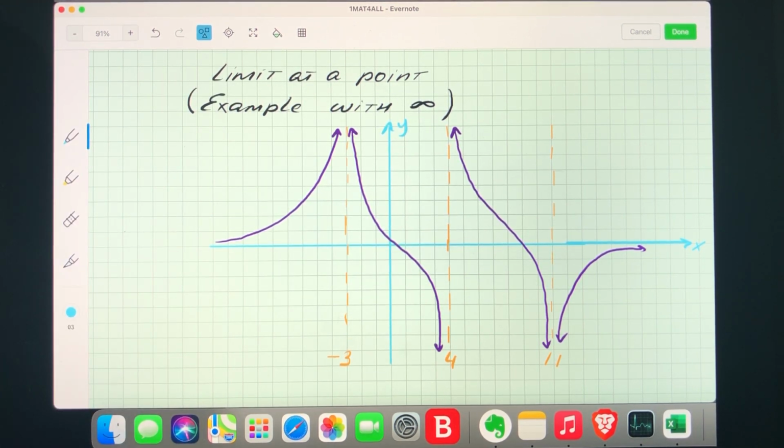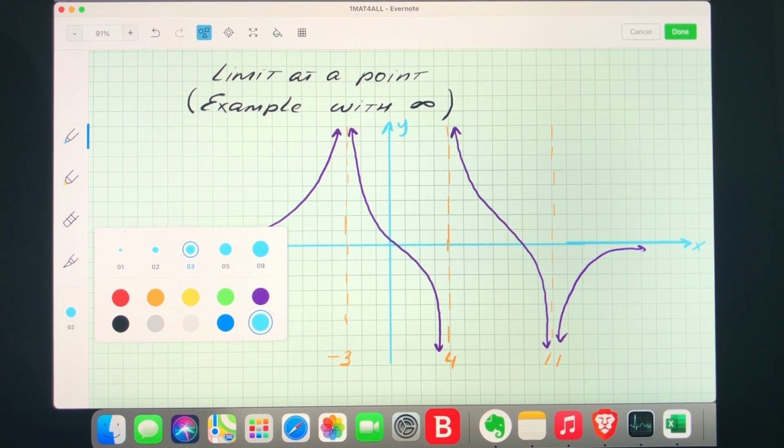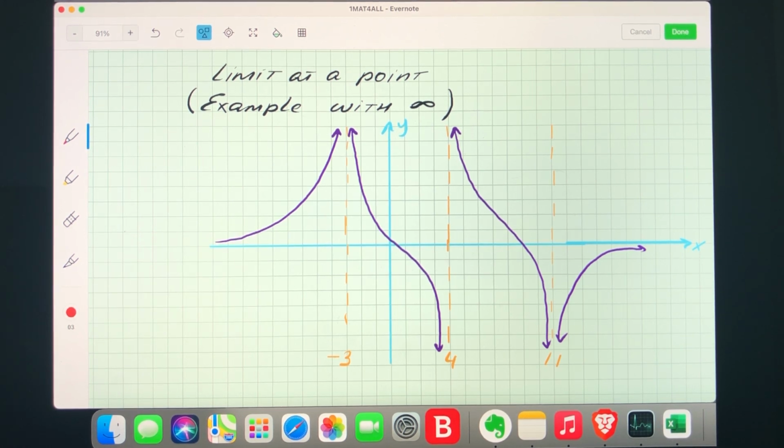So the first example is limit at -3. So here, let's find the limit as x approaches -3 from the left. And as we're moving from the left, we're asking ourselves what is the height of our function getting to. As I'm moving on the curve from the left side, I'm asking myself what is this height going to be. And my curve keeps going up and up forever, which means the height is actually positive infinity.